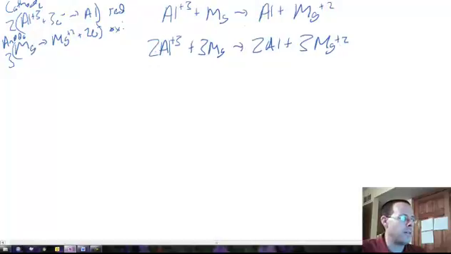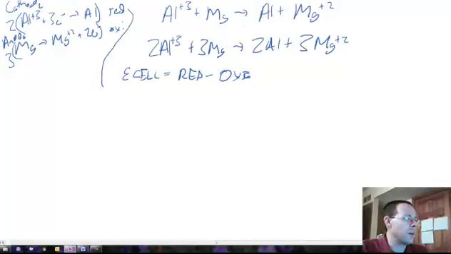Alright, we have 2 aluminums on both sides, we have 3 magnesiums on both sides, we have a plus 6 charge on the left, we have a plus 6 charge on the right. Alright, so that is completely balanced. Now, the second part of our question was, what is the E cell? Alright, and E cell, again, equals reduction minus oxidation.